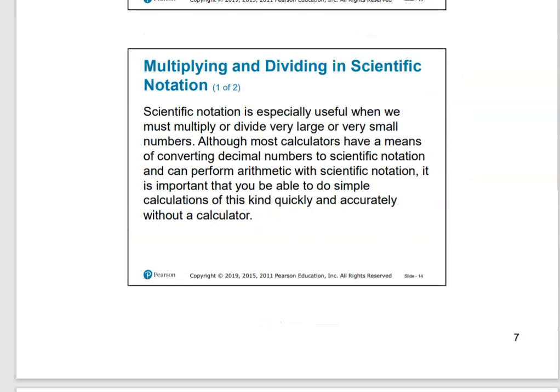Scientific notation is especially useful when we must multiply or divide very large or very small numbers. Although most calculators have a means of converting decimal numbers to scientific notation and can perform arithmetic with scientific notation, it is important for you to be able to do simple calculations of this kind quickly and accurately without a calculator.